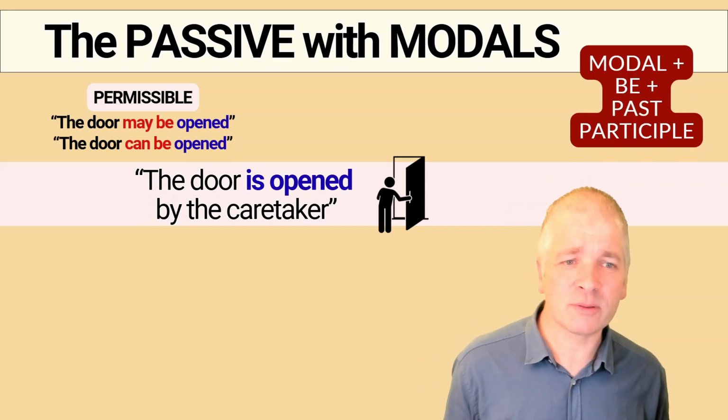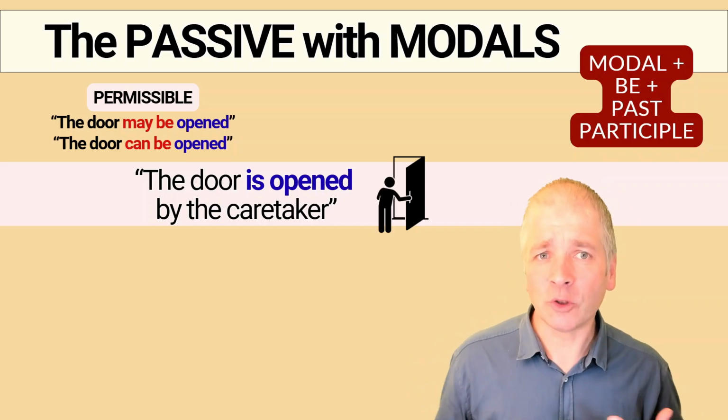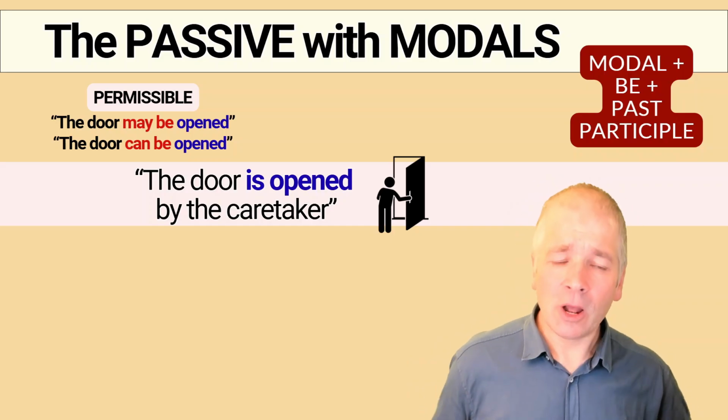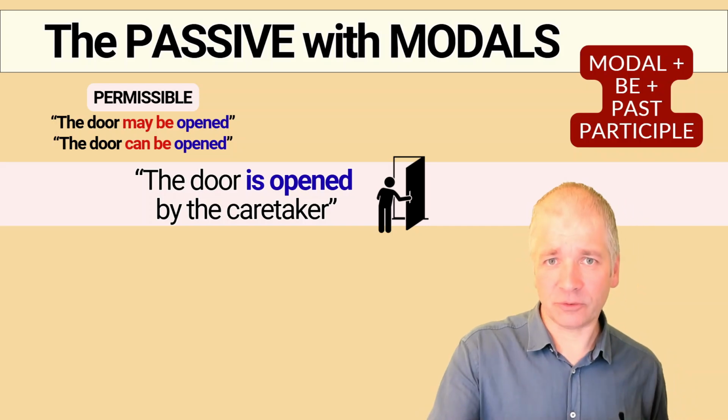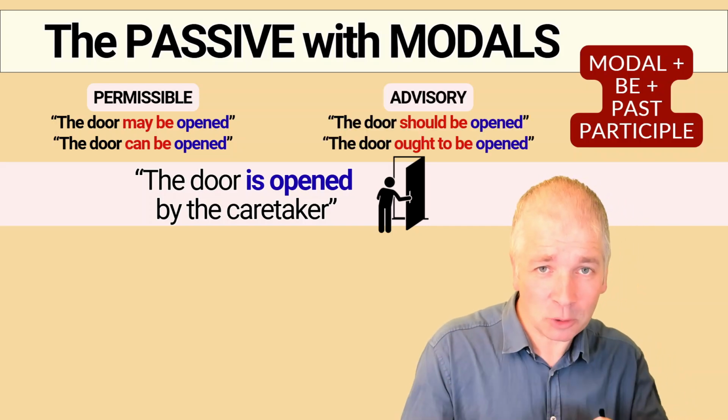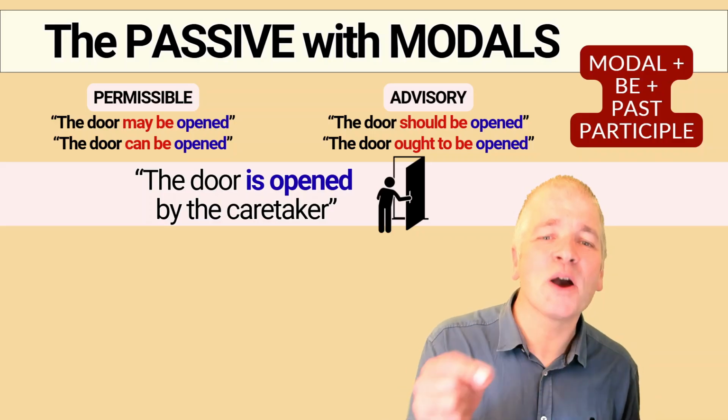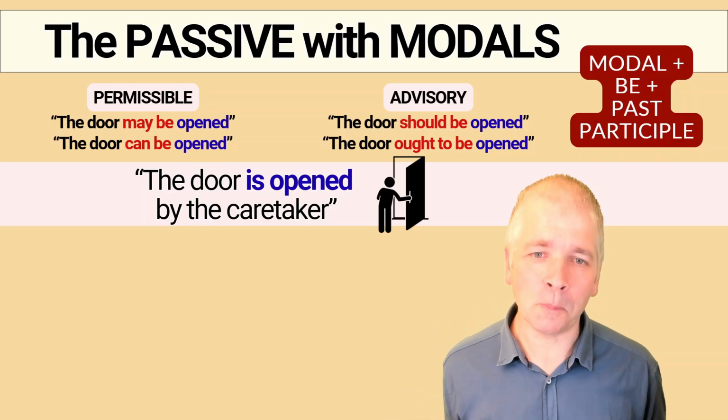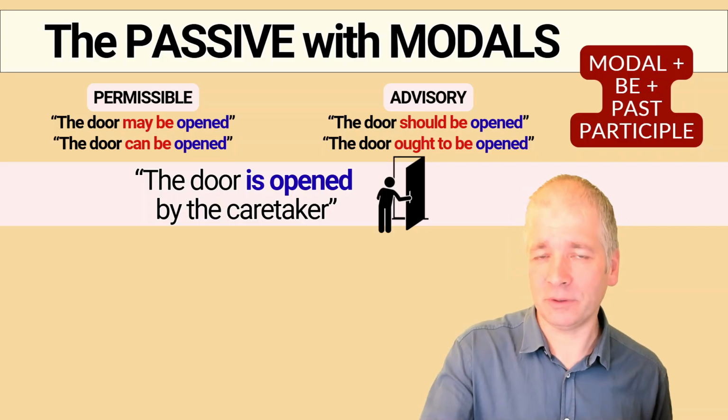For instance, we may want to show that something is permissible, and in this case we could use modals such as may and could. The door may be opened. The door can be opened. Or another reason to use a modal is to show that something is advisory. The door should be opened. The door ought to be opened.